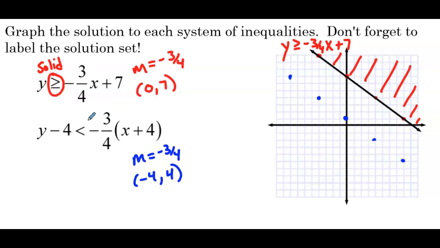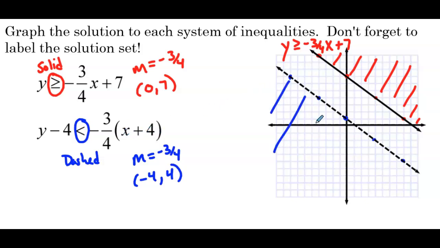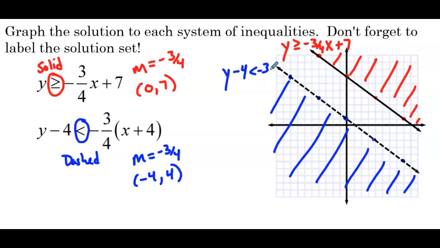Now, how are we going to connect our points? Well, we have strict inequality, less than. So I'm going to connect it with a dashed line. And where are the points so that y minus 4 is less than negative 3/4 times the quantity x plus 4? That's going to be below the line. So we have y minus 4 is less than negative 3/4 times x plus 4.